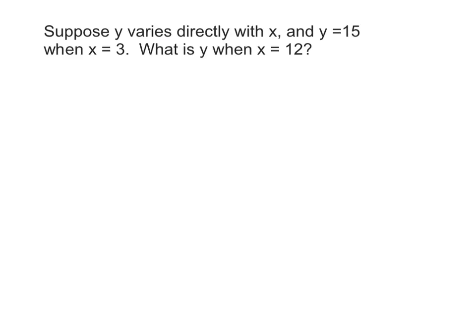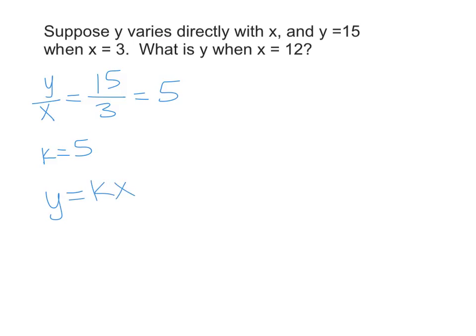Suppose y varies directly with x and y equals 15 when x equals 3. So first we're going to find our constant of variation. So y is 15, x is 3, and we get 5 for our k value. So k equals 5. Our direct variation is y equals kx.